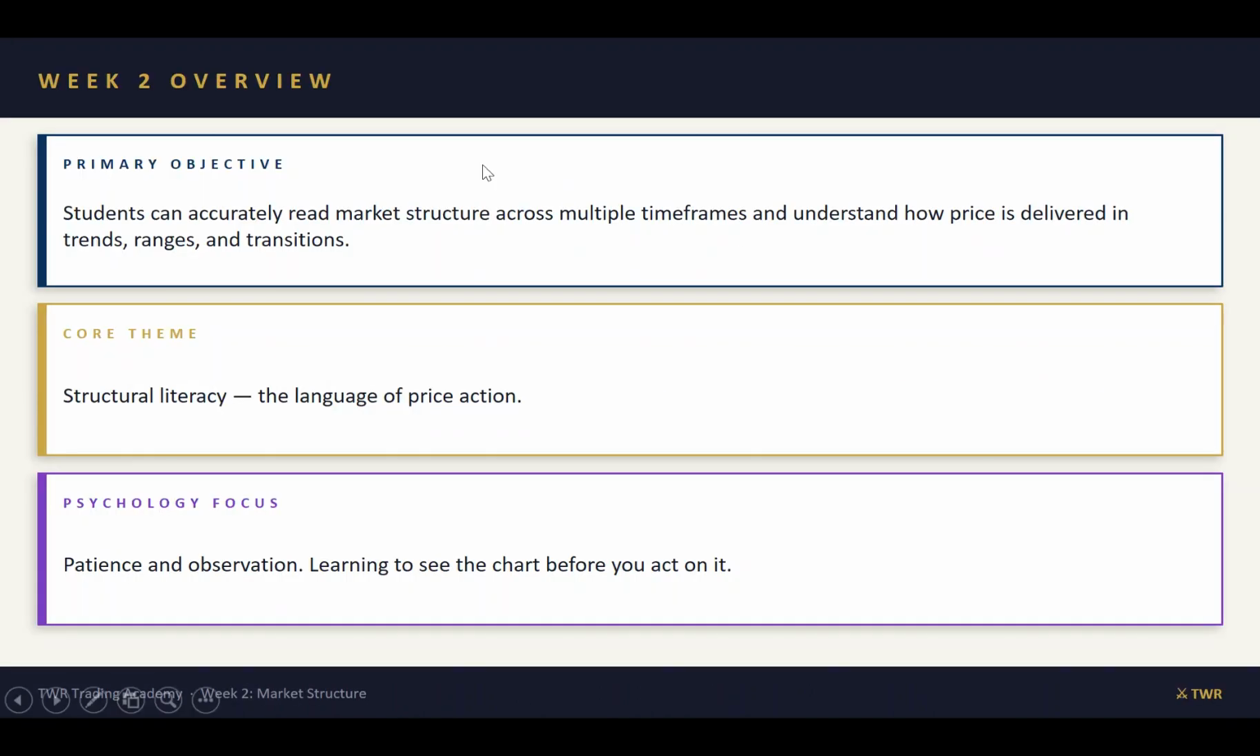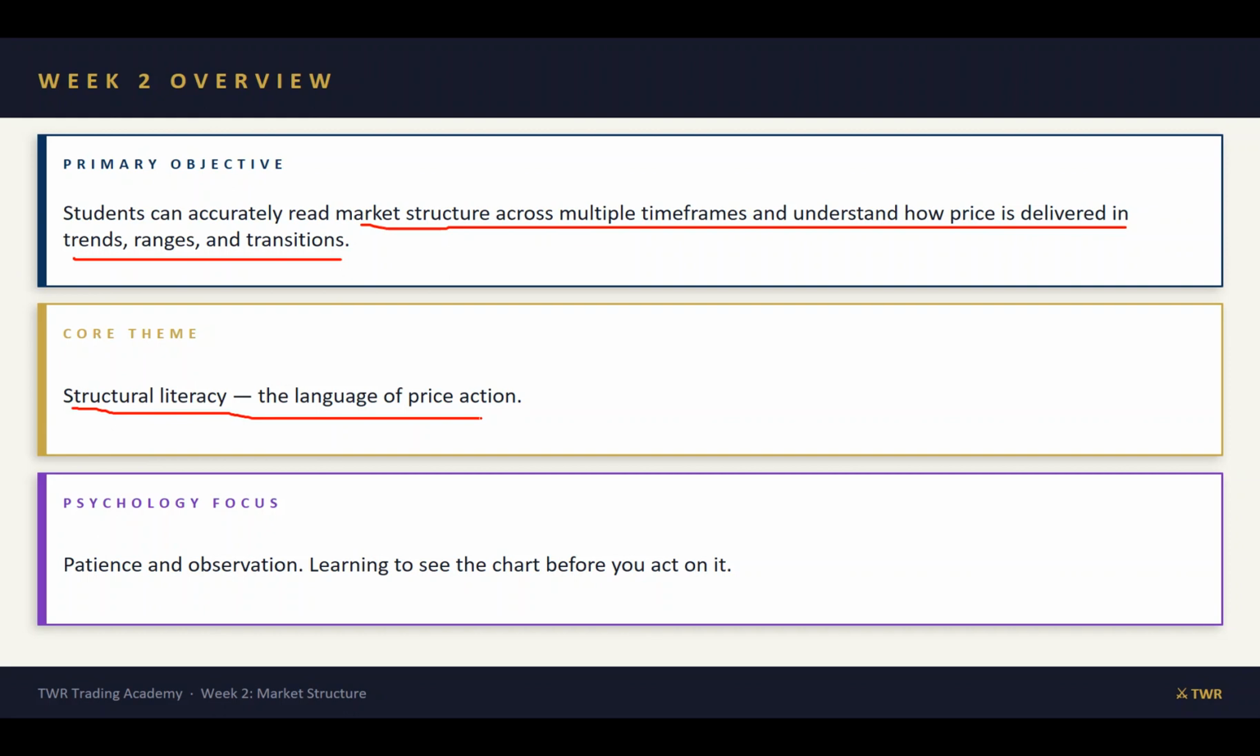Now, the primary objective of this session is that you as a student can accurately read market structure across multiple time frames and understand how price is delivered in trends, ranges, and transitions. So number one is all about structural literacy. Understand the language of price action. Patience and observation. Learn to see the charts before you can act. Now, let's get to it.